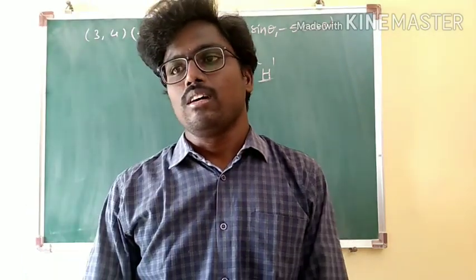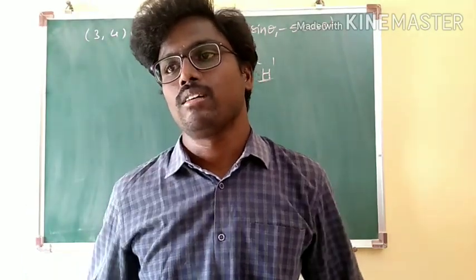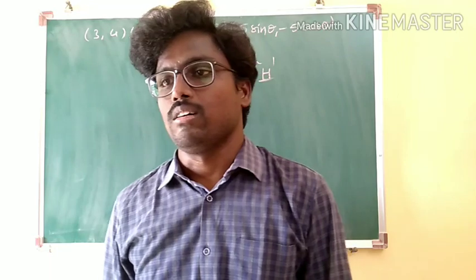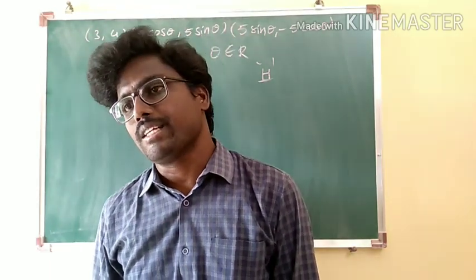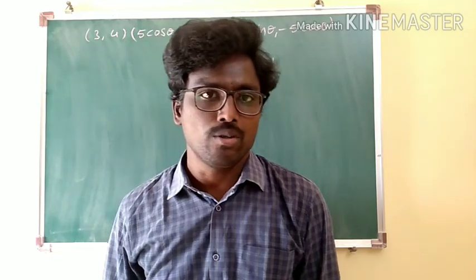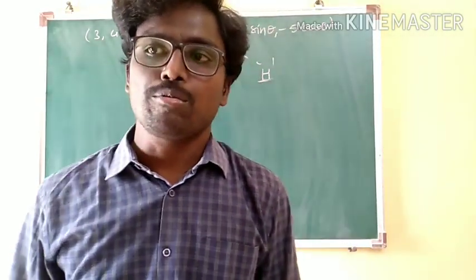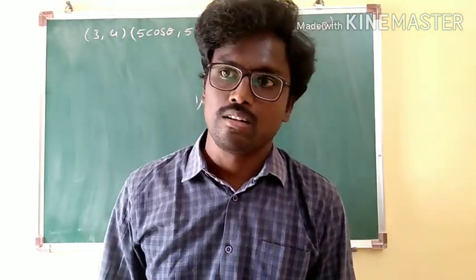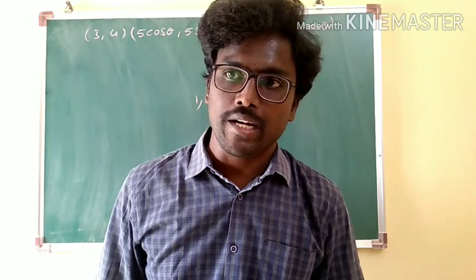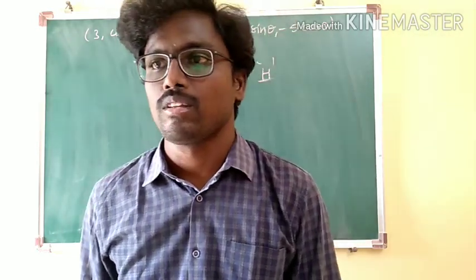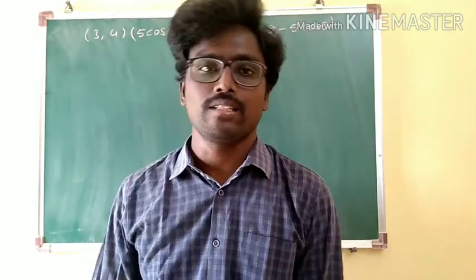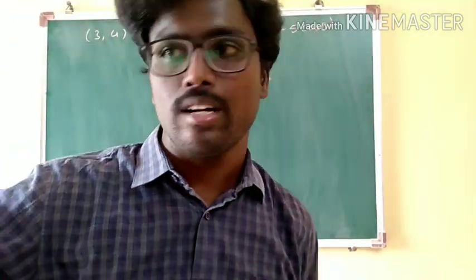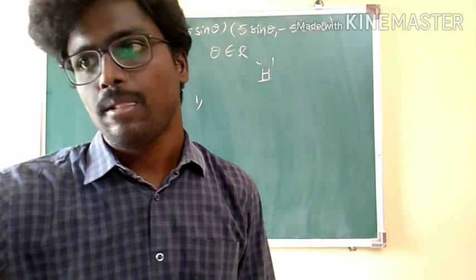Third option: x square plus y square plus 6x minus 8y minus 25 equal to 0. The fourth option: x square plus y square minus 6x minus 8y minus 25 equal to 0. So please check, apply the conditions which I have told you earlier, and try to get the answer.